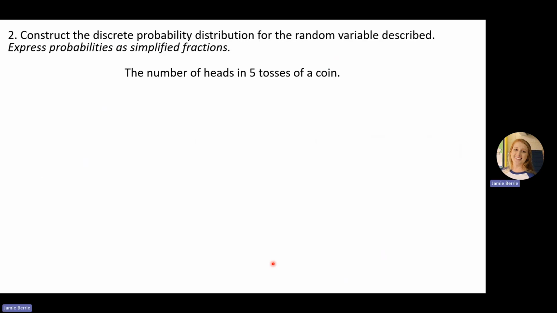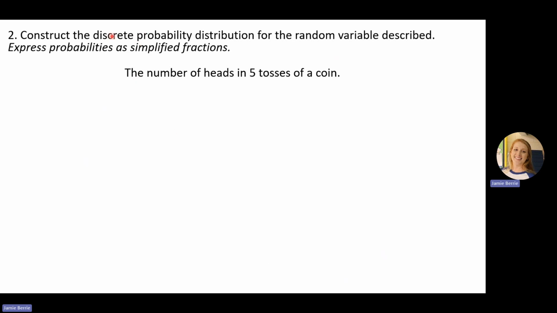All right, so next we have a little bit of a more complicated problem. On this one, they're not going to give you a table. You have to make the table yourself. It says, construct the discrete probability distribution for the random variable described, and we're supposed to express our probabilities as simplified fractions. All right, so it says the number of heads in 5 tosses of a coin.